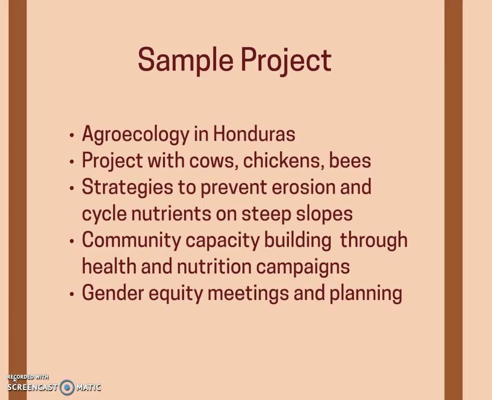This was a project that included the animal gifts of cows, chickens, and bees, as well as a set of strategies and education about ways to prevent erosion and to cycle nutrients on really steep slopes, and also to encourage the community not to engage in as much deforestation as it had before. In addition, the project had a community capacity building element to it as well, health and nutrition campaigns that were focused on doing more than just providing the food, but providing solutions and also empowering the local community to deal with the issues that they were facing.